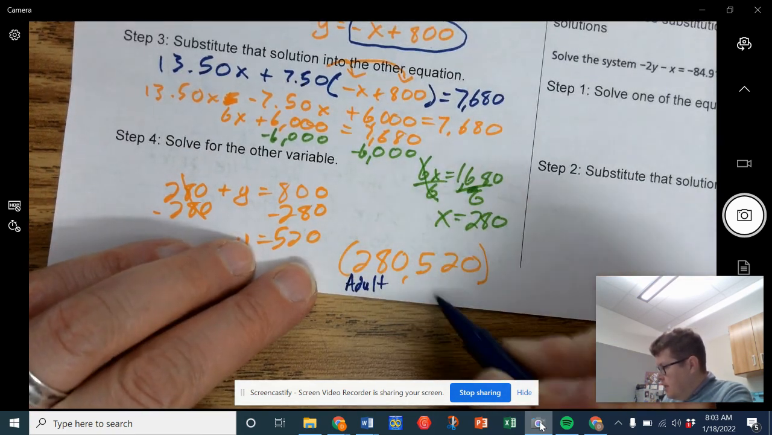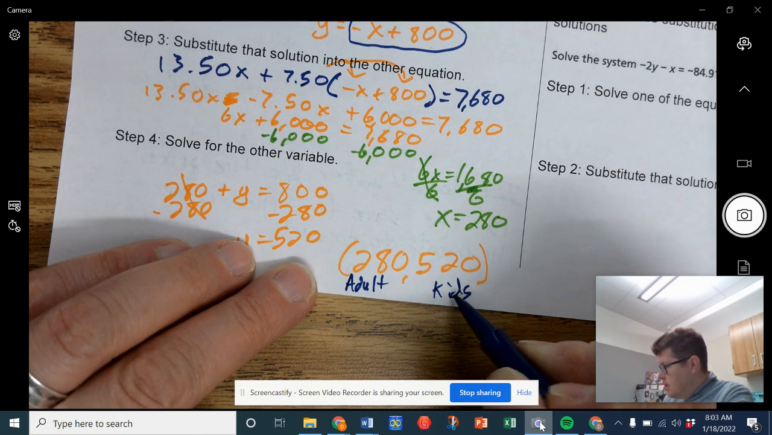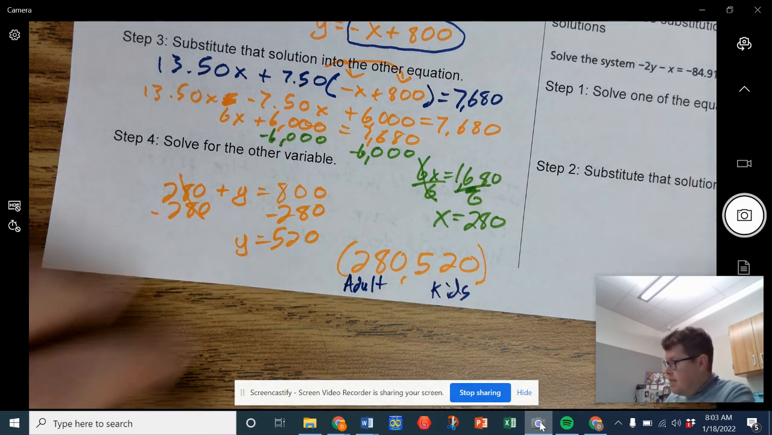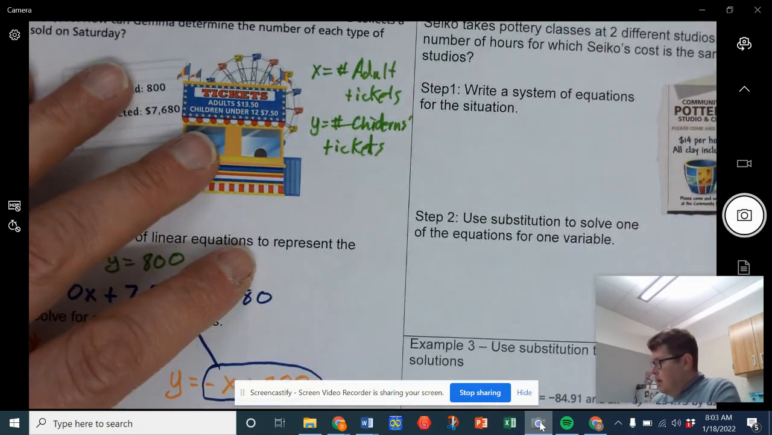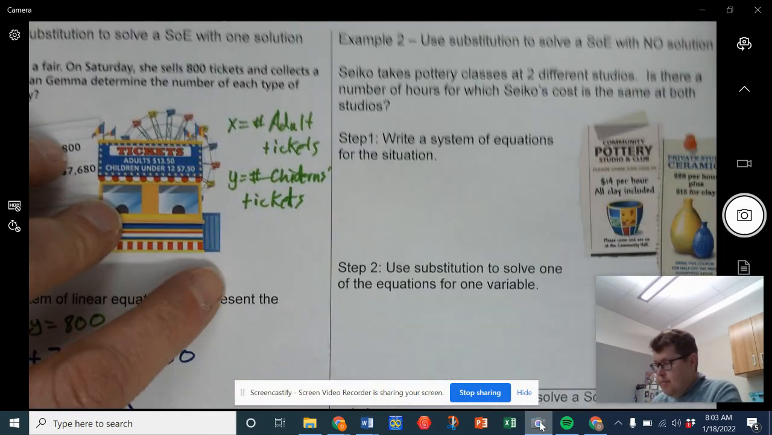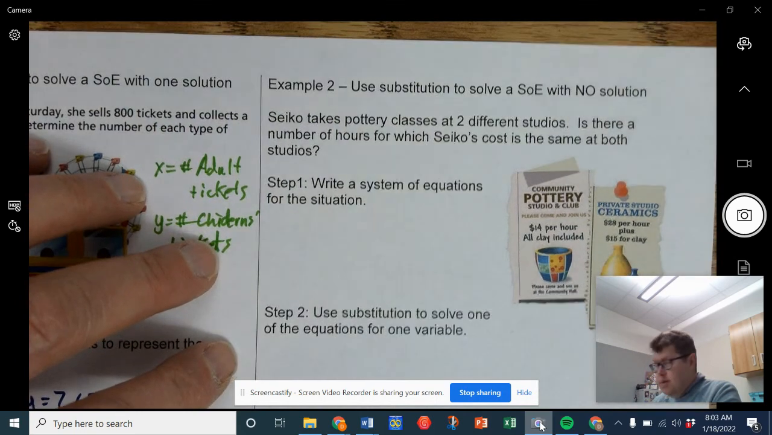So adult tickets, kids tickets, children's tickets, either way. That's how you do it. It's a little complicated, it's a little bit of math, definitely, but it's not too bad. So that's one solution right there. Basically, the lines cross once. This one is no solution, so these aren't going to cross.